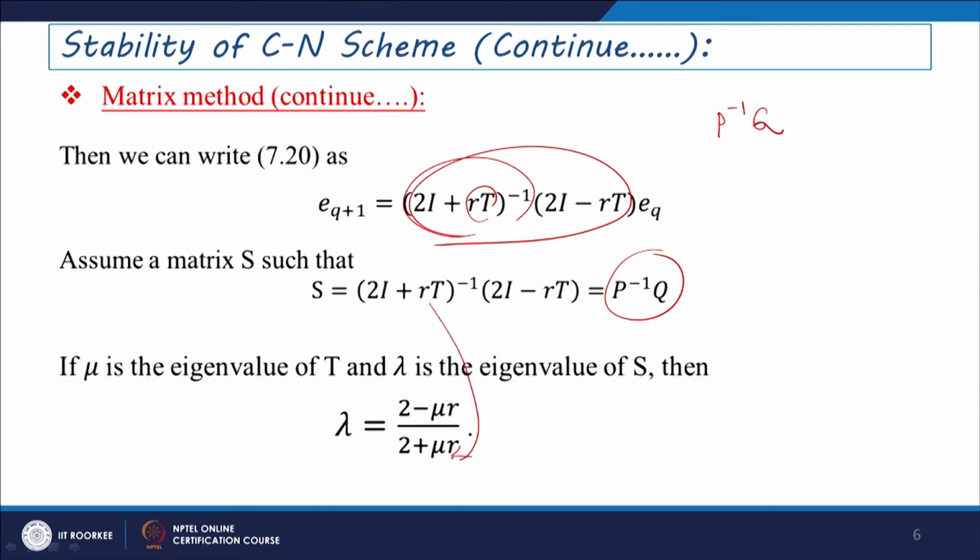So that's why this is just written as 2 plus mu R, since mu is the eigenvalue associated with a T value here, and in the upper side we can just write this as 2I minus RT. So the T coefficient is just replaced by this mu here. That's why this eigenvalue of S can be represented in the form of (2 minus mu r) by (2 plus mu r).